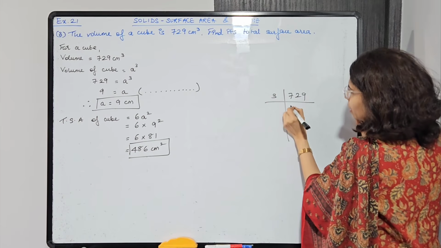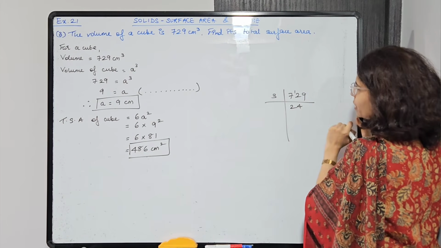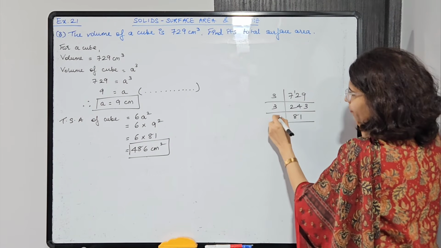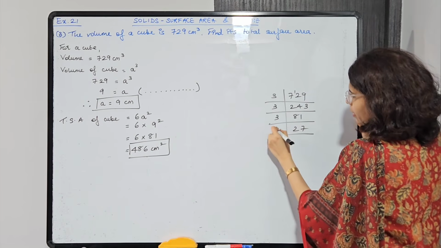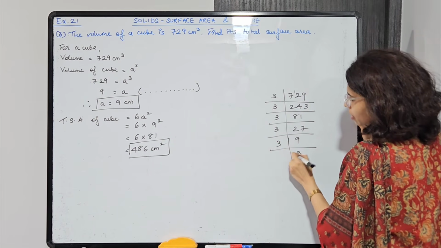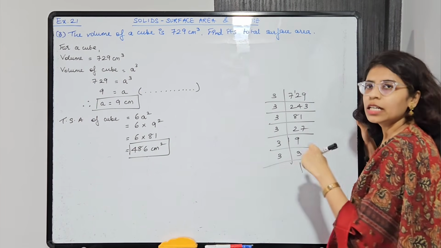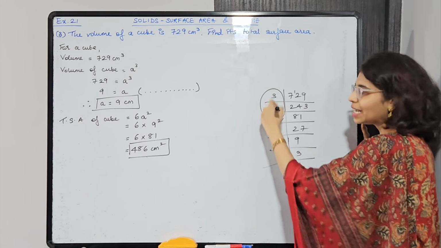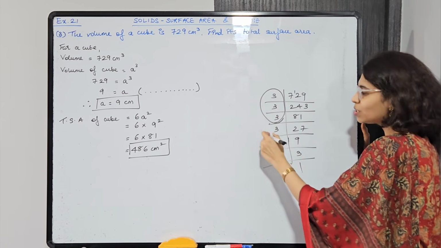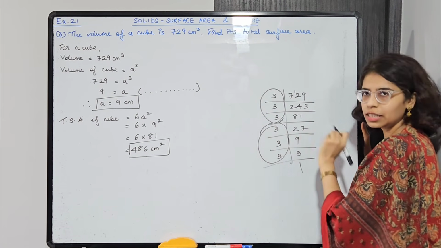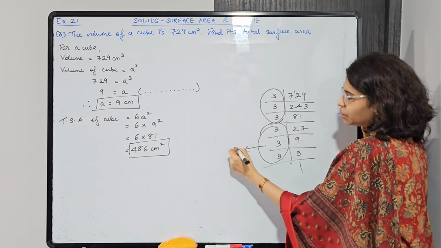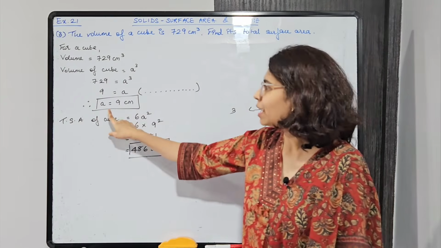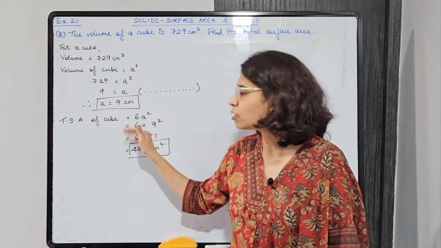So 3 2s are 6, 3 4s are 12, 3 3s are 9, 3 8s are 24, 3 1s are 3, 3 27s are 81, 3 9s are 27, 3 3s are 9 and 3 1s are 3. क्यूब रूट लेना है तो 3 3 का ग्रुप बनाओ. ओके, group of 3 of same numbers. Okay, so 3 3 का ग्रुप बनाओ. नाउ यहाँ से एक 3 बाहर आएगा, यहाँ से एक 3 when you take cube root. So 3 into 3 is 9, so 9 is the answer. All right, and then find out the total surface area.